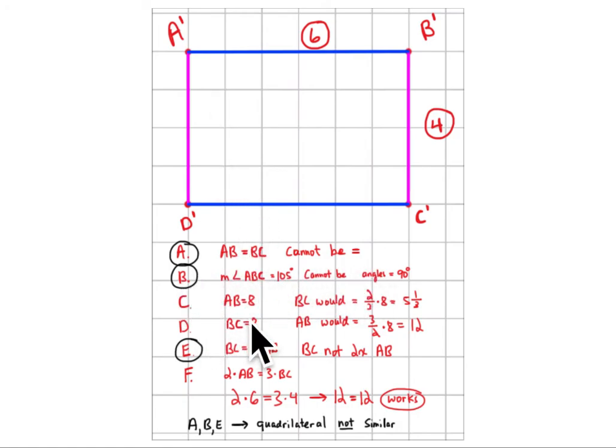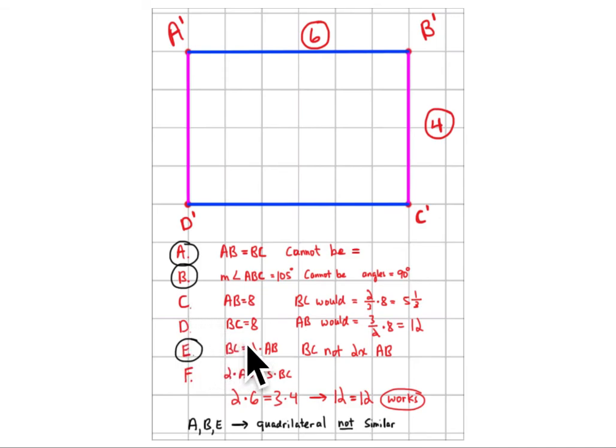How about C? Can you have a length equal to 8 units and be similar to this rectangle? Well, yeah, you can. BC would then be 2/3 of 8. Notice that BC is 2/3 of 6. So if this length were 8, then BC would be 2/3 of 8. Well, 2/3 of 8 is equal to 5 1/3. So this length would be 5 1/3 units. So that one is okay, that one works.